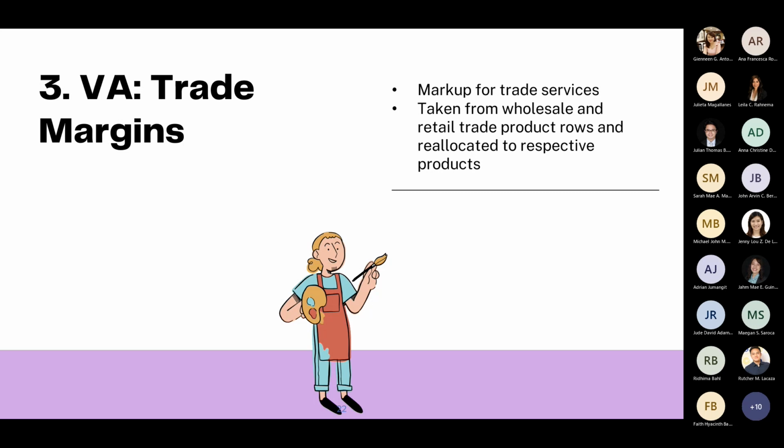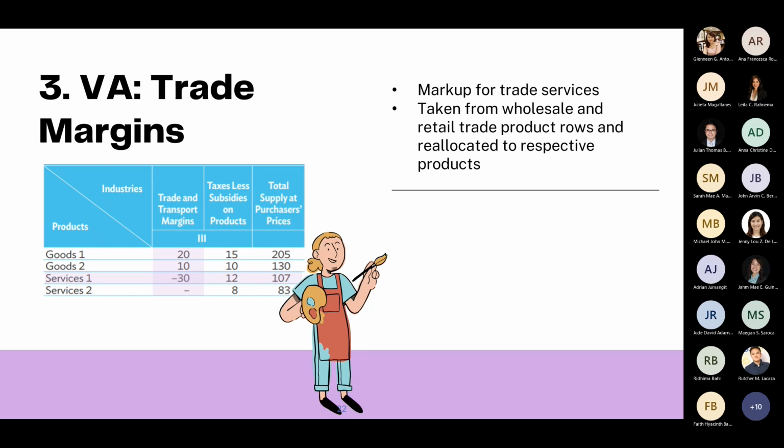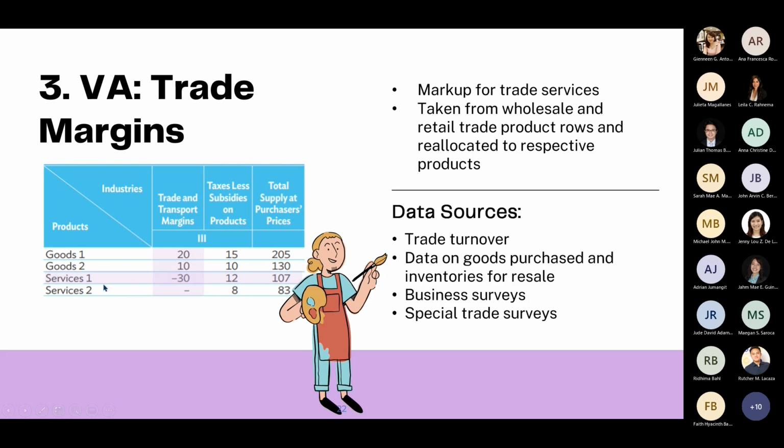These are simply the markup for trade services that a user or a producer gets. It's taken from the wholesale and retail trade product rows, and it should be allocated to respective products. So to be able to estimate the column for trade margins here, as highlighted, we have to extract the information from the row on the wholesale and retail trade services. If you notice, that should be the row on service 1. So for example, it would be this one.